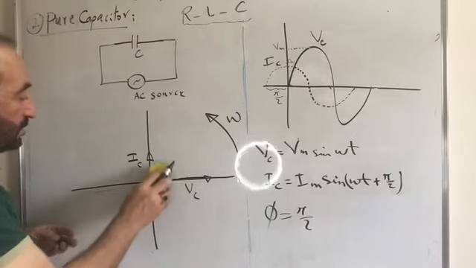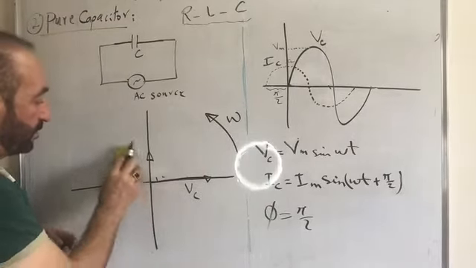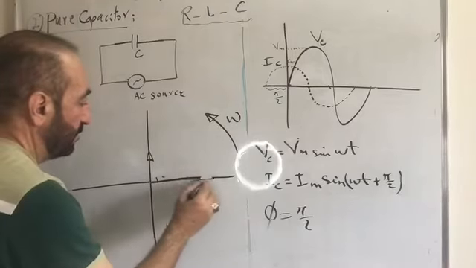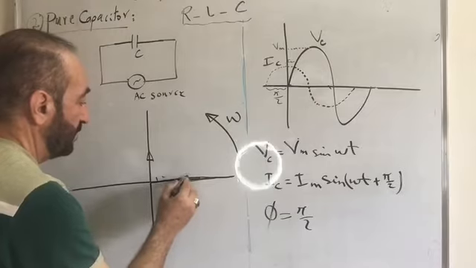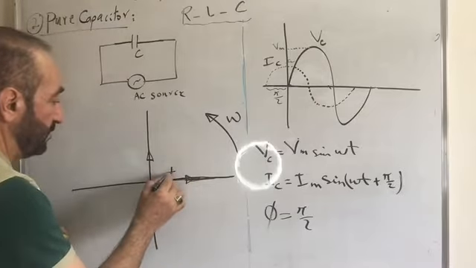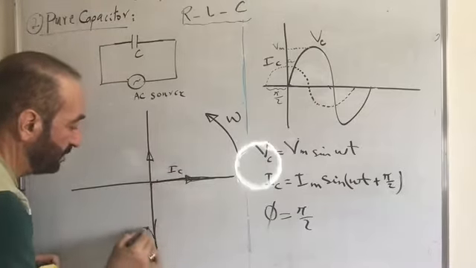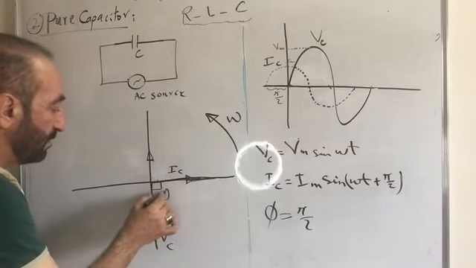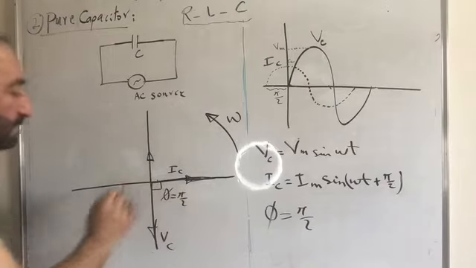We can also draw this figure as follows. This is the current and this is V sub C. The same thing, phi equals pi over 2.